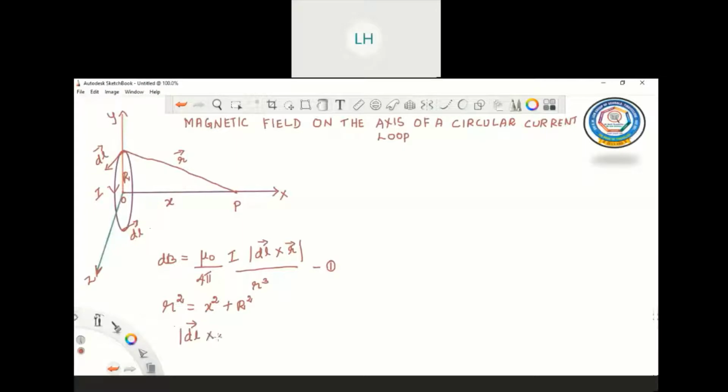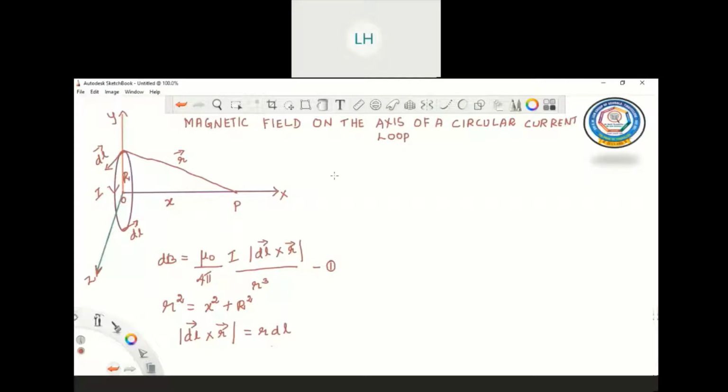So you can write modulus dl vector cross r vector is equal to r into dl, because the angle between this dl vector and r vector is 90 degrees. We know that sine 90 is 1. Because for a cross product we write dl r sine theta, and here theta is 90 degrees, so sine 90 is 1. So we can write r dl.